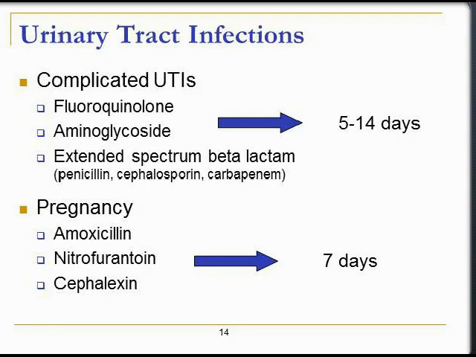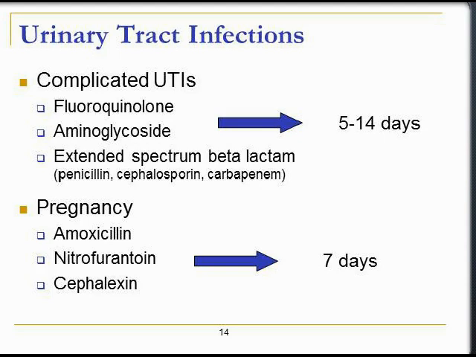Now with complicated UTIs, and these are sort of lumped together, either complicated cystitis or complicated pyelonephritis, the recommended drugs are close to what they were for an uncomplicated pyelo, but you can see there's no trimethoprim sulfa. Now the only options are fluoroquinolones, aminoglycosides, or an extended spectrum beta-lactam. And the recommended duration is, again, 5 to 14 days, with the 5-day data primarily with fluoroquinolones, not with the other agents, not with the older agents, because those studies just haven't been done. In pregnancy, the recommended agents are either amoxicillin, nitrofurantoin, or cephalexin, and the treatment duration is 7 days.